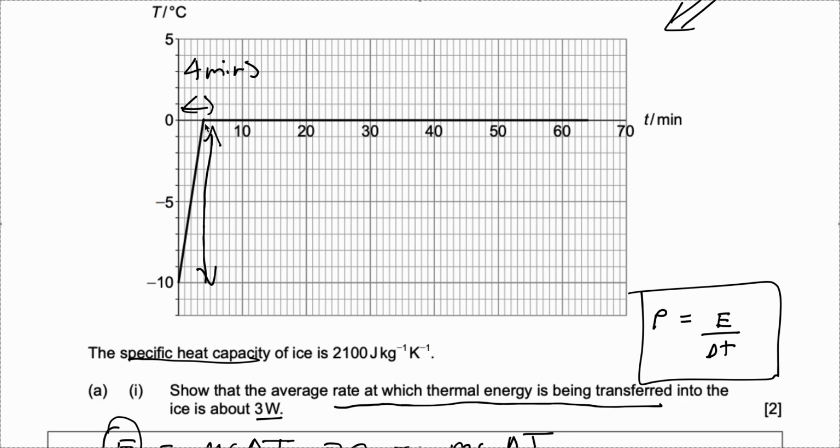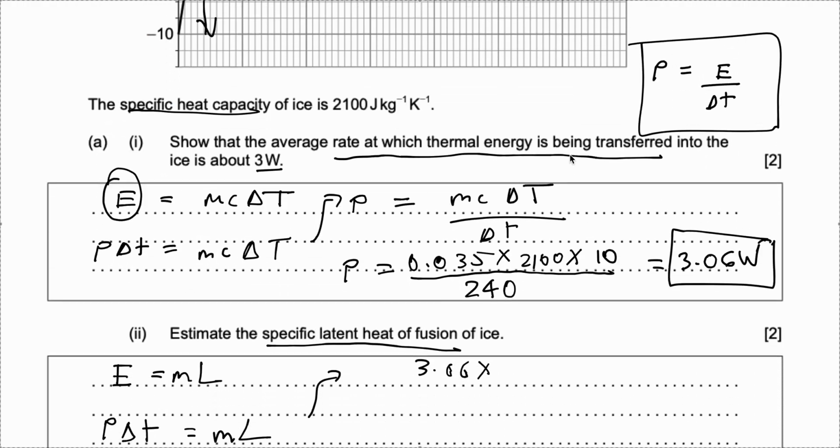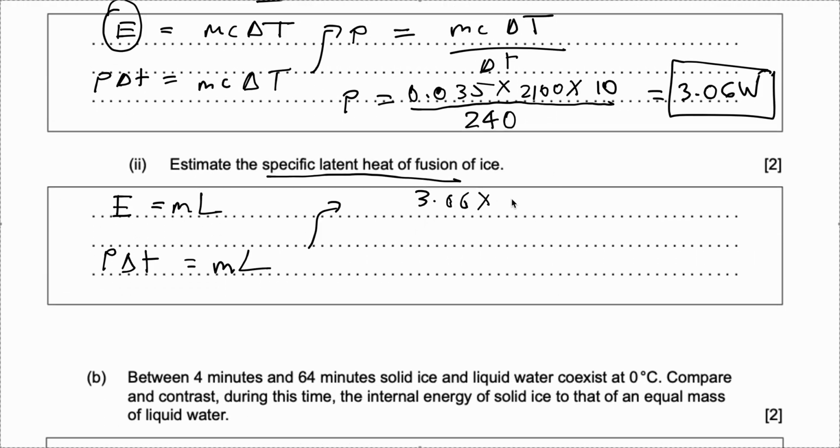So how do I know at what point of this graph there's a phase change? From 4 minutes to 64 minutes, there's a phase change. Why? Because there's no change in temperature, but a constant energy is being supplied into the ice to change its state. So for a total of 60 minutes, there is a phase change occurring. So that's 60 minutes into seconds, which is 3,600 seconds, over the mass of the ice in kilograms, which is nothing but 0.035. This will give us the specific latent heat of fusion.